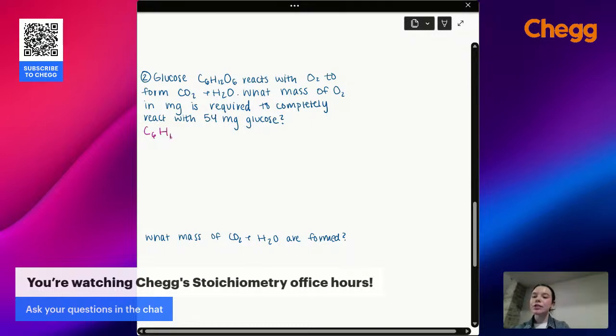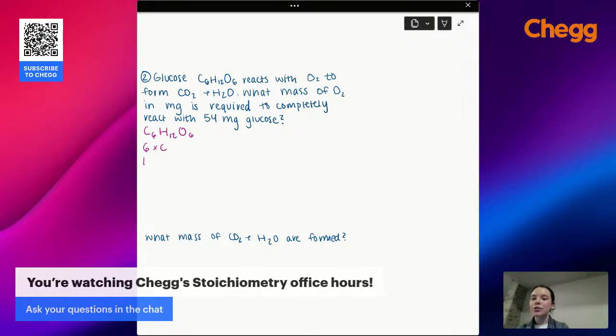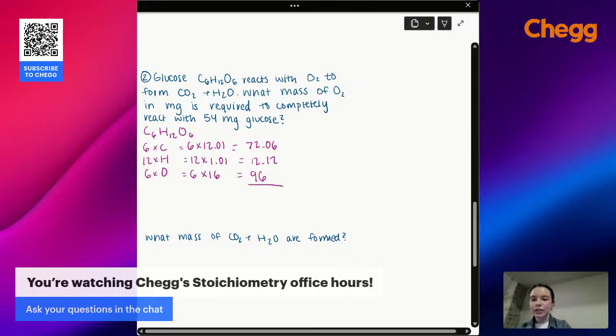So to start, I would do my C6H12O6, 6 times my carbons, 12 times my H's, 6 times my oxygens. So 6 times 12.01, 12 times 1.01, 6 times 16. So multiplying across, I'd get 72.06, 12.12, and 96. Then I'm going to add all those together to get my molar mass. So I'm going to give y'all about 20 seconds to put that in your calculator.